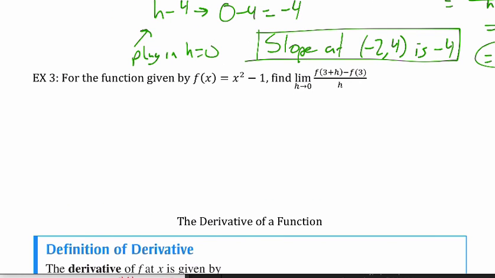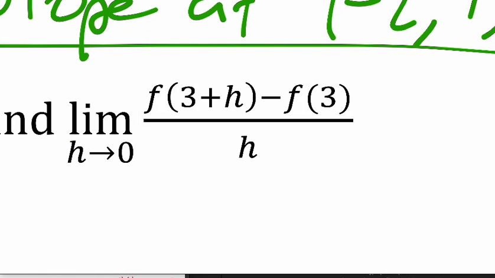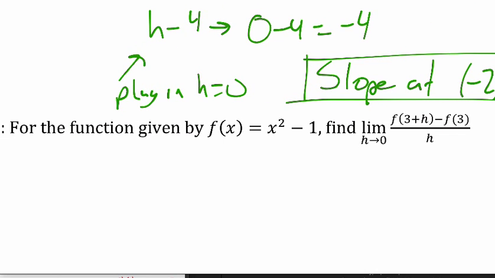All right, let's try another one. So for the function given by f of x equals x squared minus 1, find the limit as h approaches 0 of f of 3 plus h minus f of 3 over h. So again, just finding the slope.